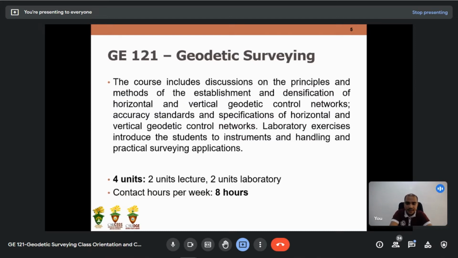So basically, geodetic surveying or GE 121 includes the discussion on the principles and methods of the establishment and densification of horizontal and vertical geodetic control networks, including the standards of accuracy for establishing control networks. Laboratory exercises introduce the students to instruments and handling in practical surveying applications.